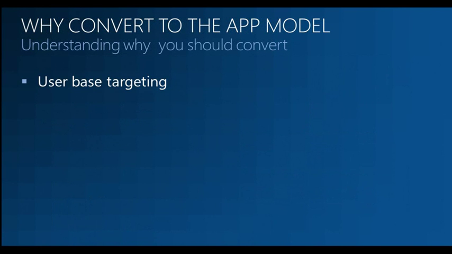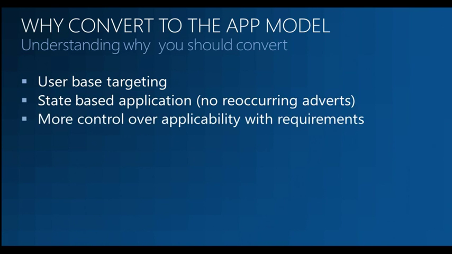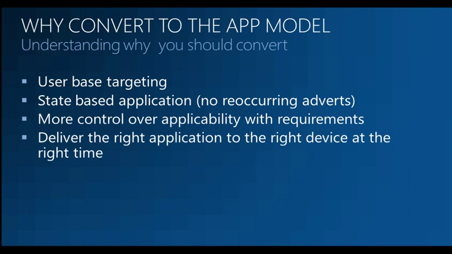Why do you use the application model? You're able to do user-based targeting. Using the app model, you have evaluation at runtime, so as the user gets policy, the policy evaluates whether the app is already there. The detection method helps decide if it's already installed, so they don't have to reinstall it. There are no recurring advertisements; it all happens at runtime, so you get state-based applications. You get more control over requirements. As part of the metadata, you can say, I want it to be on Windows 7 x64, with so much free space, and evaluate that all before we try to put the application on there. And if it's already there, we just cancel out and tell you it's already installed.